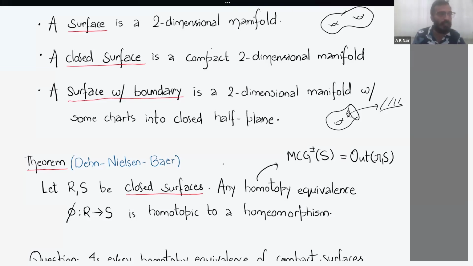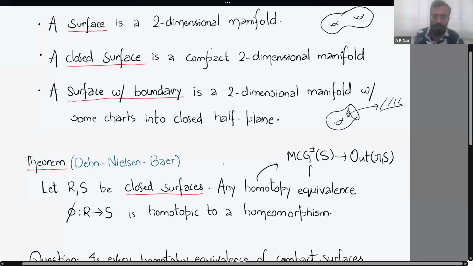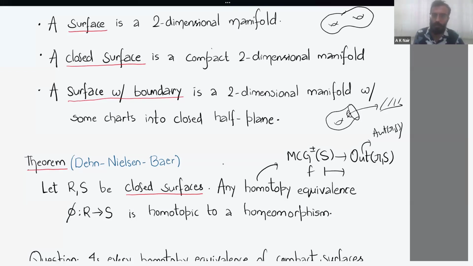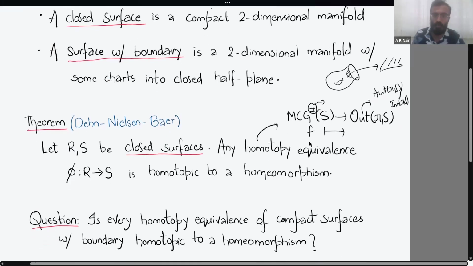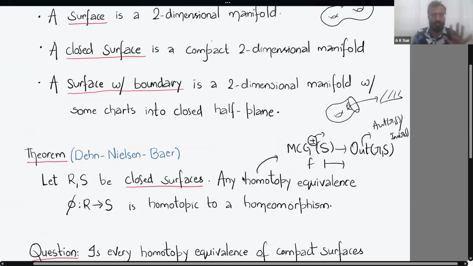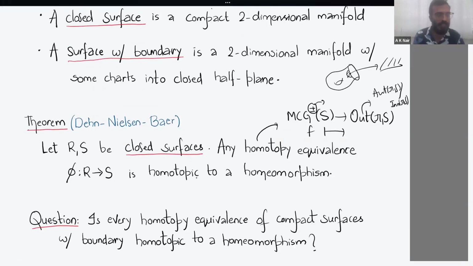Another way of stating the Dehn-Nielsen-Baer theorem is through the mapping class group. Given any mapping class group element, you have a map into the outer automorphisms of the fundamental group. What are outer automorphisms? It is just automorphisms up to conjugation, that is, quotiented by inner automorphisms. I'm also taking orientation reversing homeomorphisms. But let's take this as a statement of Dehn-Nielsen-Baer.